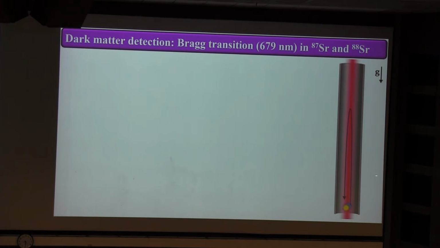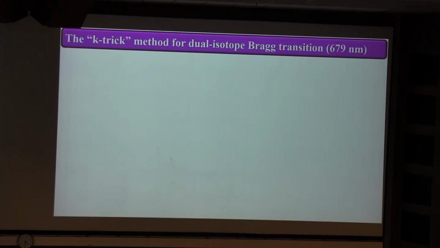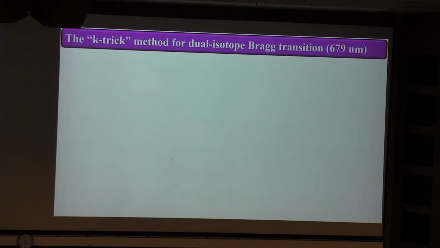Another way dark matter can be seen is if you take two isotopes of strontium and then launch them up together. Dark matter will couple to them differently and affect their acceleration differently. So, as I said before, we use the 679 nanometer two-photon Bragg transition for this. And the reason we don't use the very nice clock transition is because, unfortunately, the 698 does not easily couple to the bosonic strontium 88, because we can't practically apply a large field in such a configuration.